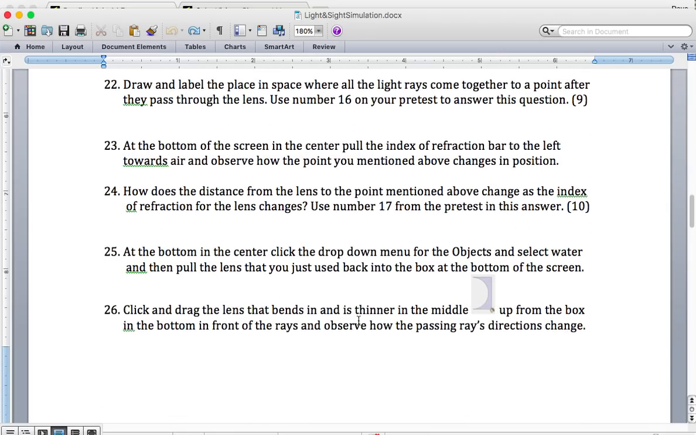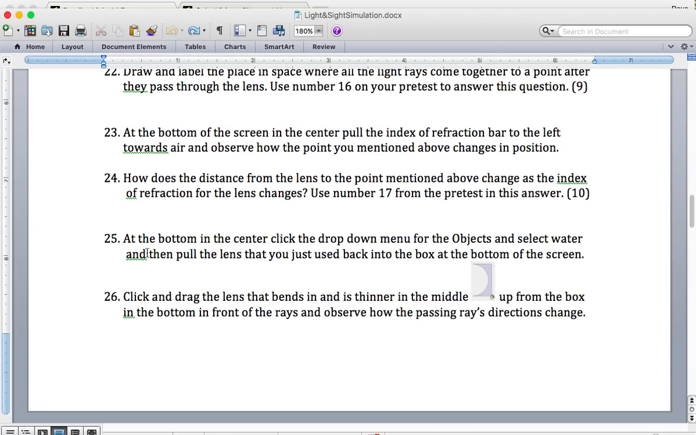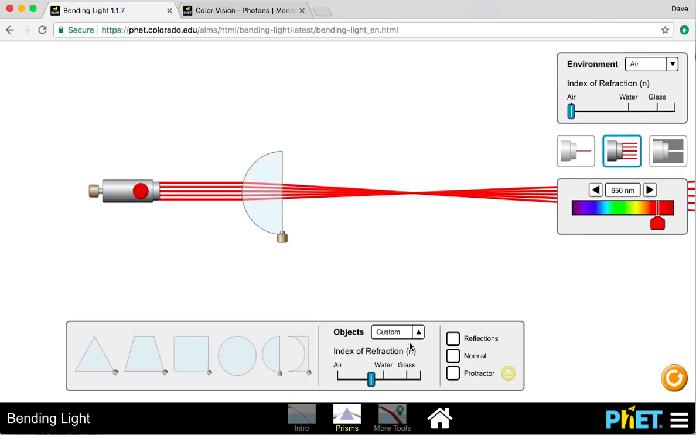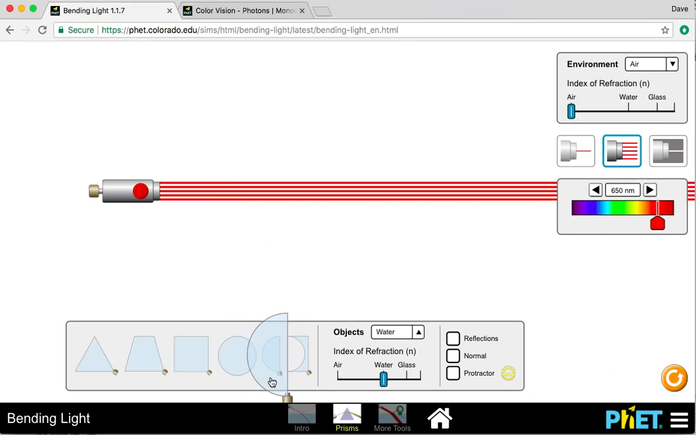Okay, so we're halfway done now. Hopefully you got this far yesterday. At the bottom, in the center, click the drop-down menu for the objects and select water. And then pull the lens that you just used back in the box at the bottom of the screen. Okay, so we're going to change this to water. We're going to bring this back down.